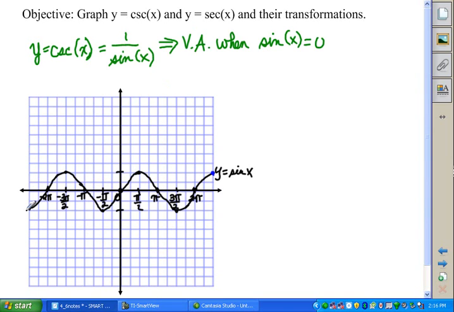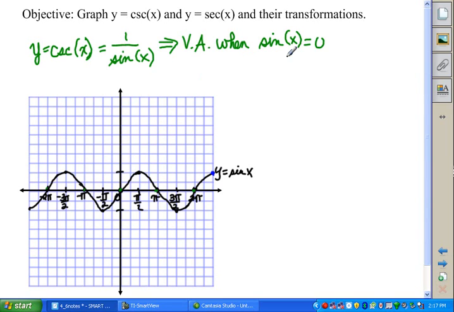I've actually drawn for you the graph of sine x because I think to do these reciprocal functions, it's best to start with the graph of the reciprocal, that is, the graph of sine. So if we know the graph of sine, then we can figure out where sine x is equal to 0. Sine x is equal to 0 at 0, pi, 2 pi, negative pi, negative 2 pi.